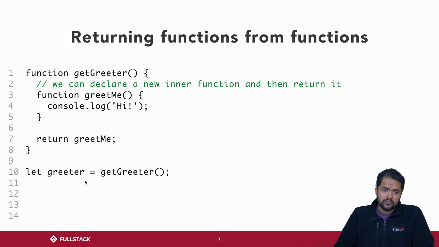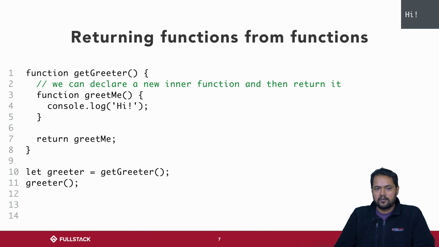And so then we could do let greeter equals getGreeter, right? So getGreeter would be called, it would create greetMe and return it, and so greeter would be equal to greetMe. And then if we were to call this, we would get hi. But the key thing to learn here is that we are defining this function inside this other function, and every time this function is called, a new function will be created here and returned.